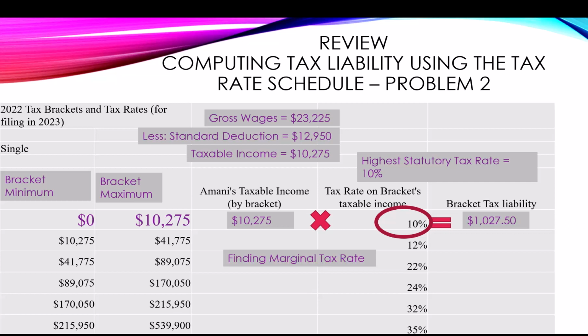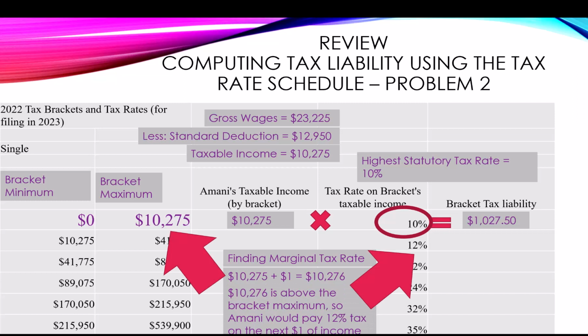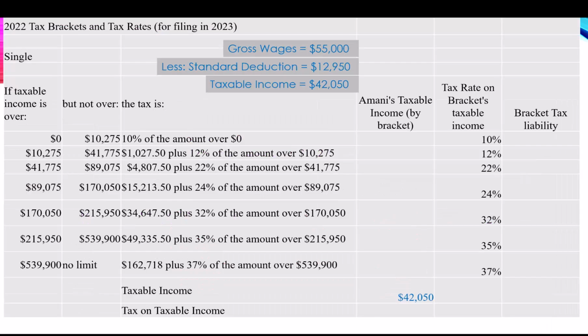However, our marginal tax rate is going to look a little different. When we add that one additional dollar, we see that the $10,276 now exceeds the bracket maximum. So Amani's tax rate on the next dollar of income is going to be 12%. Let's do one more example.